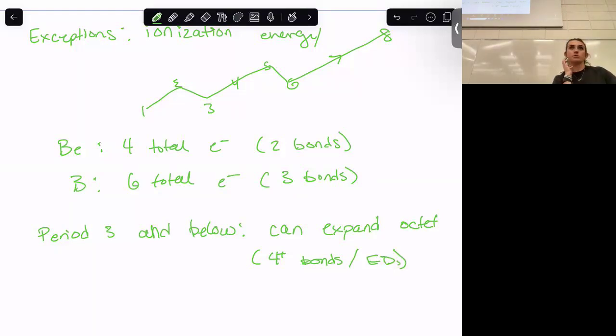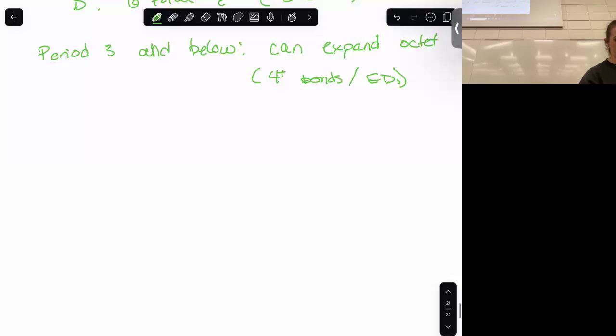Can anyone think of any other exceptions? I think these are the big ones. Yeah, aluminum is the same. That one can have 3 as well, right? Boron is in the same group as aluminum, so anything under boron also follows that rule. Yep, great.